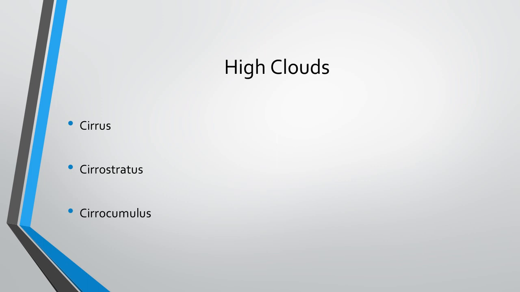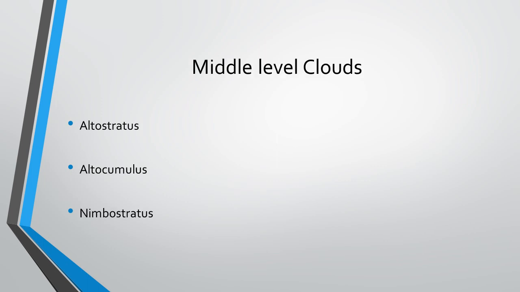Cirrocumulus clouds often appear as patch-like thin clouds. Middle-level clouds, altostratus, altocumulus, and nimbostratus, are composed of water with some ice crystal formation near cloud tops. Both middle-level and low-level clouds may be composed of supercooled water, water that is below freezing, that has not yet crystallized around a condensation nuclei.